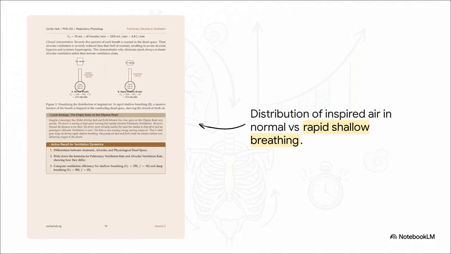The distribution of inspired air here perfectly maps to what I like to call the empty kike on Ikot-Egpene Road. Imagine a kike driver speeding wildly back and forth between two very close gates on Ikot-Egpene Road. He's burning fuel rapidly, which is your high minute ventilation, but because the distance is so incredibly short, he never actually reaches the main bus station to drop off his passengers. So, his alveolar ventilation is zero. In rapid, shallow breathing, you are literally just wasting energy moving air back and forth in the anatomic dead space without ever delivering oxygen to the alveoli.